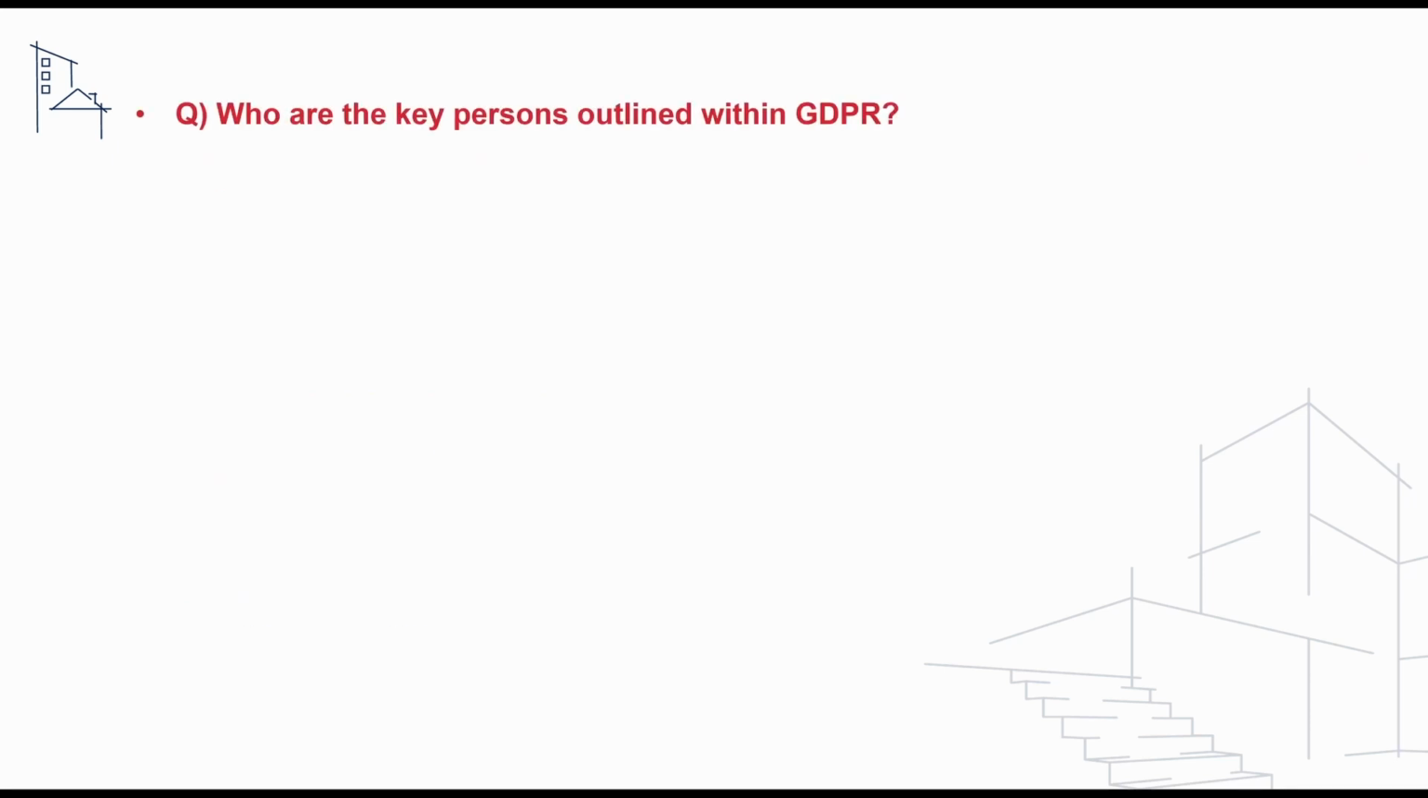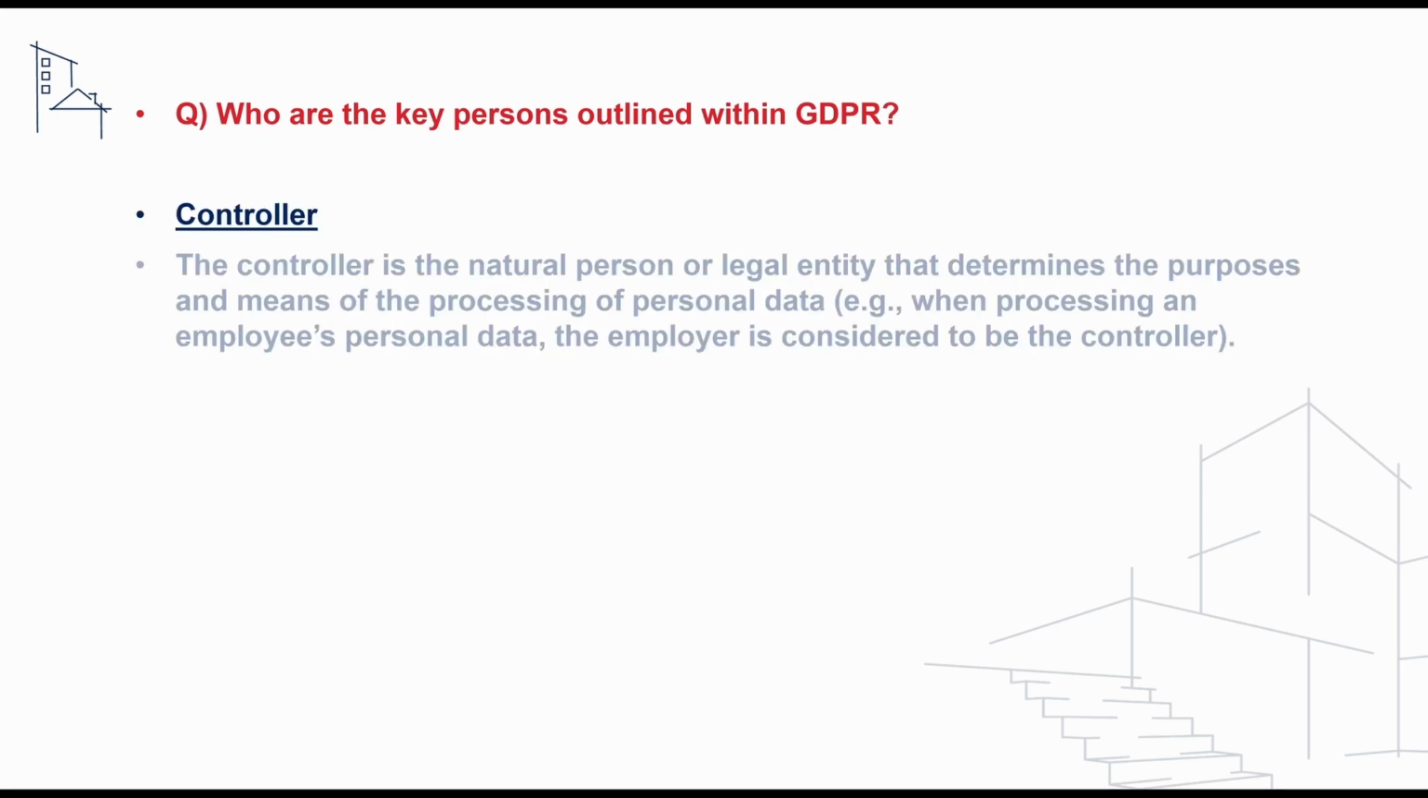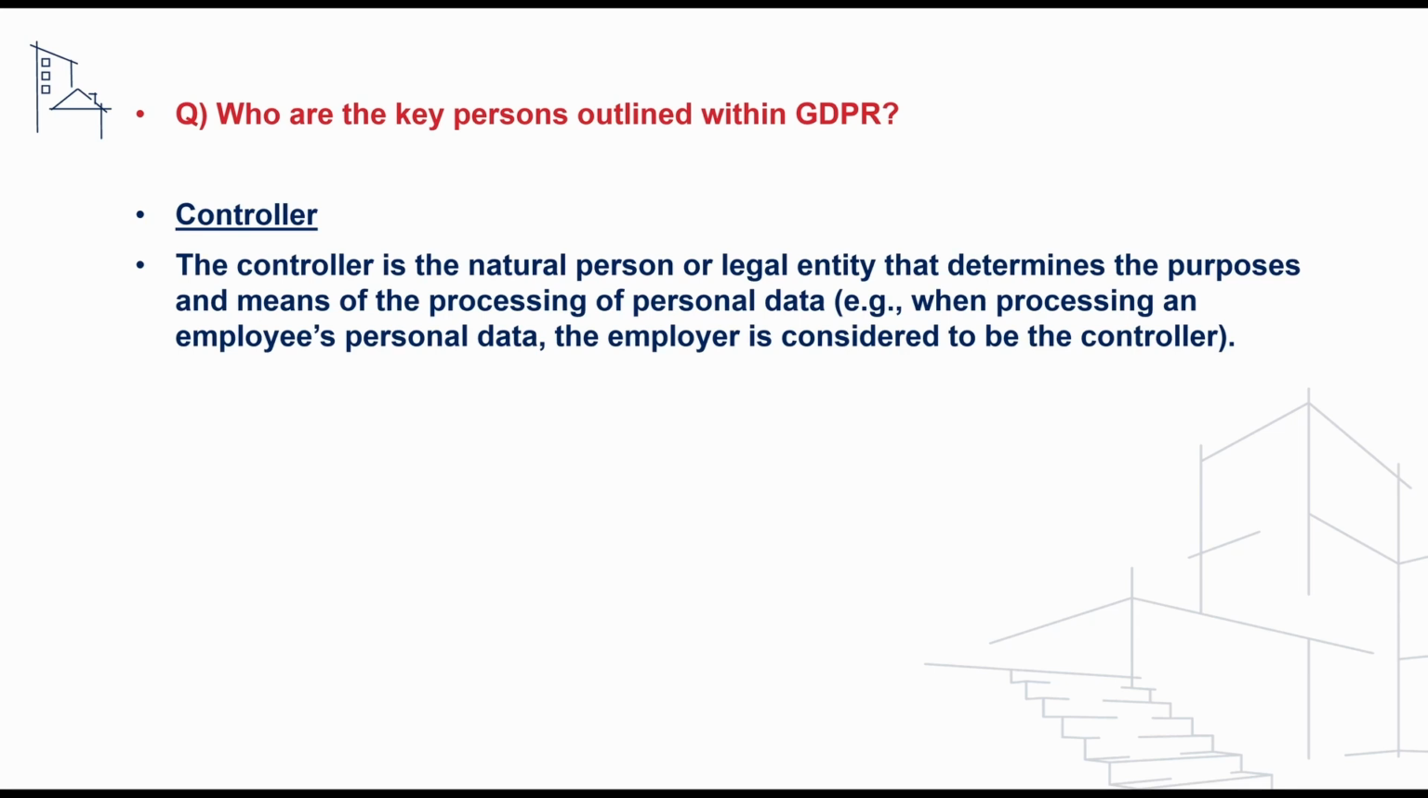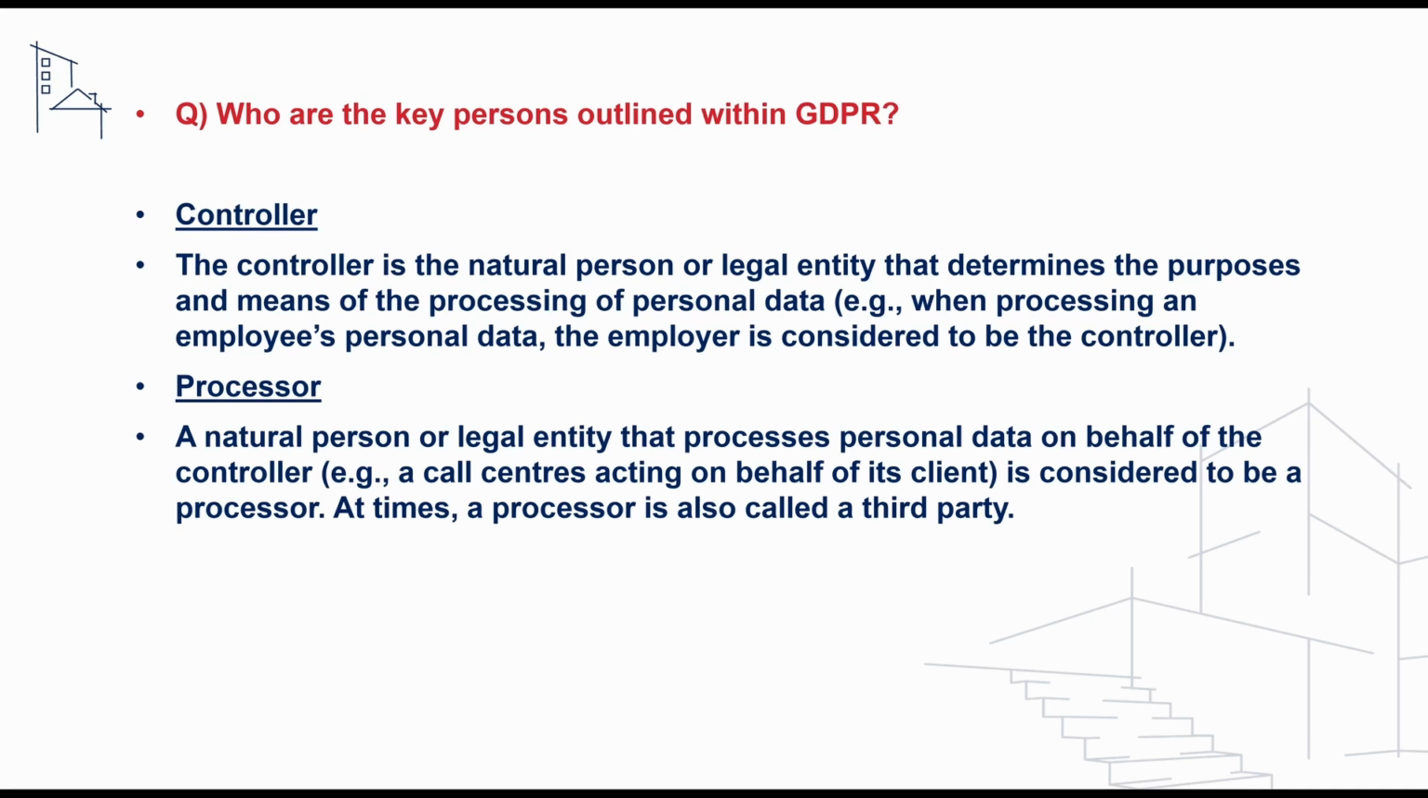The next question we'll take a look at is checking our understanding of the key persons outlined within GDPR. And firstly, we would need to reference the controller. And the controller is a natural person or legal entity that determines the purposes and means of processing of personal data. For example, when processing an employee's personal data, the employer is considered to be the controller of the information. We could also make reference to the processor, and this is the natural person or legal entity that processes personal data on behalf of the controller. For example, a call centre acting on behalf of its client would be considered to be a processor.